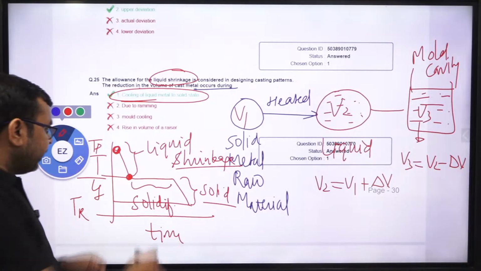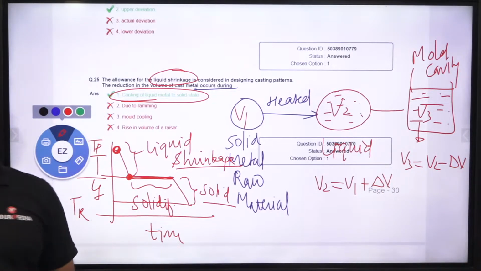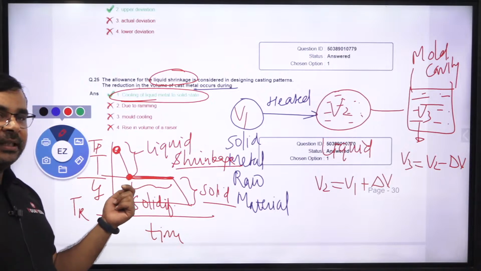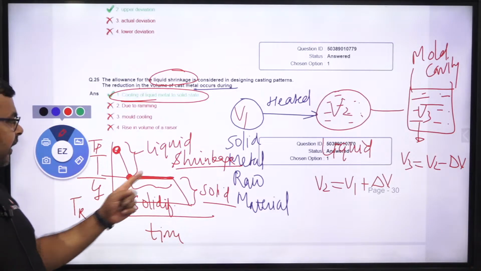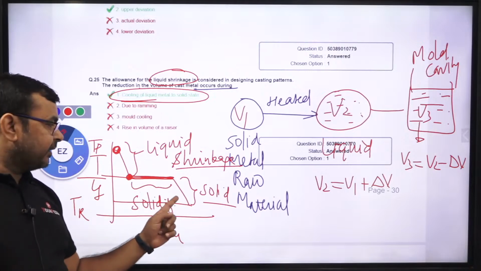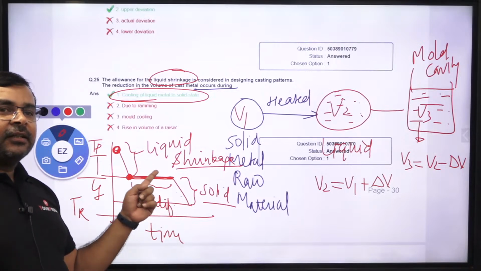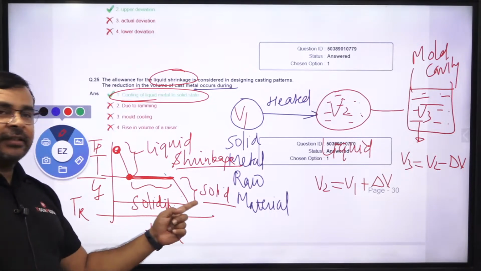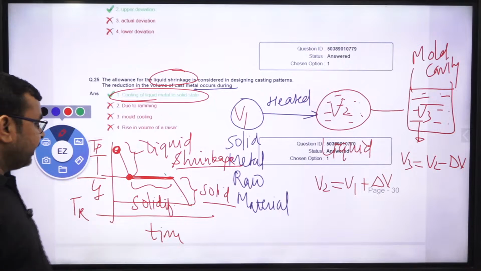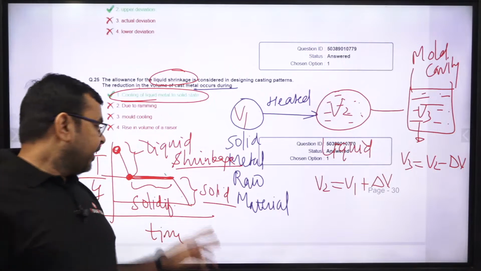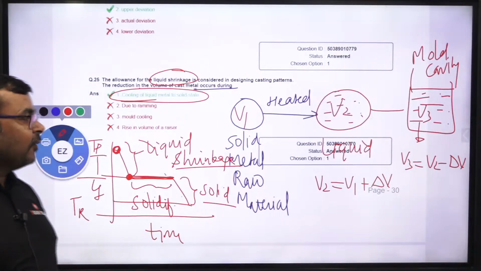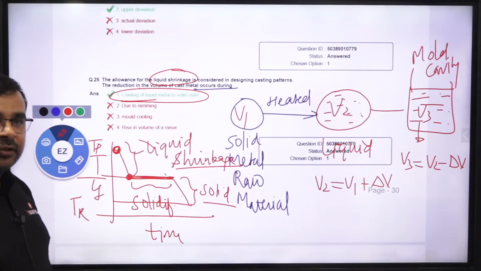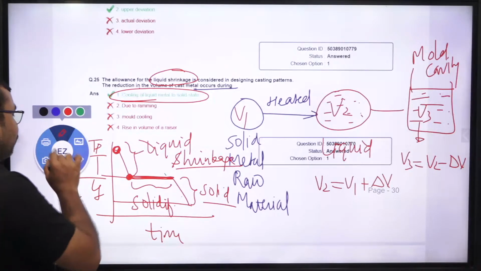And after that, at constant temperature, the phase transformation takes place. This is called solidification shrinkage. Again, the volume decreases. And after that, we have solid shrinkage, in which the solid metal gets cooled from freezing temperature to room temperature, and the entire shrinkage takes place in the solid state. So the first two shrinkages are compensated by riser design, and the third one is compensated by pattern design. So this is all about shrinkage allowance. And the correct answer for this question is cooling of liquid metal to solid metal.